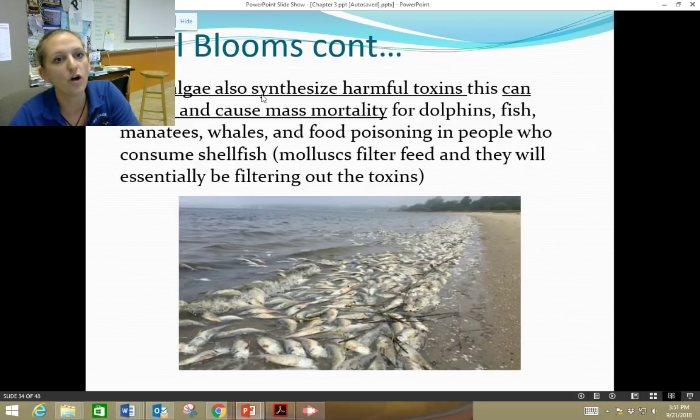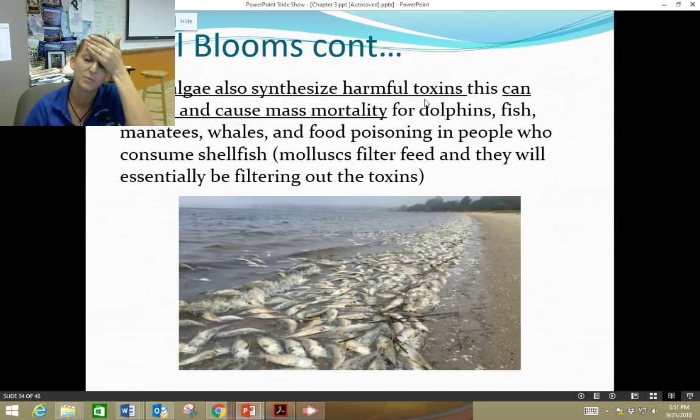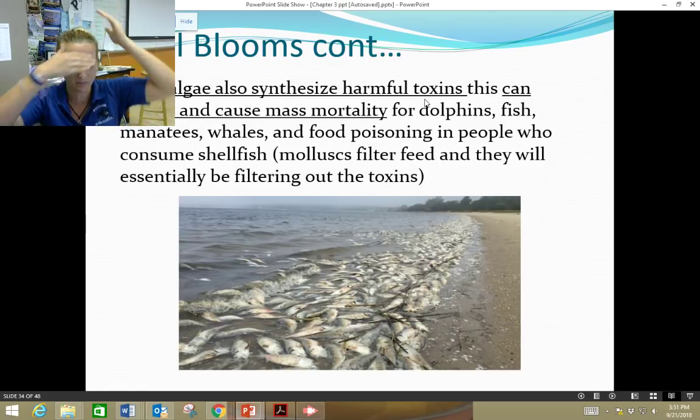Some algae also make harmful toxins, and this can poison other fish. This can poison people who eat fish. This could cause mass mortality for dolphins. Organisms higher in the food chain, where those toxins are going to bioaccumulate, they're just going to build and build and build in their bodies.